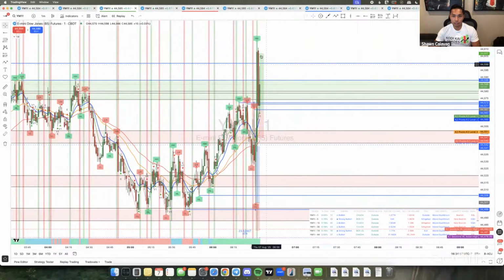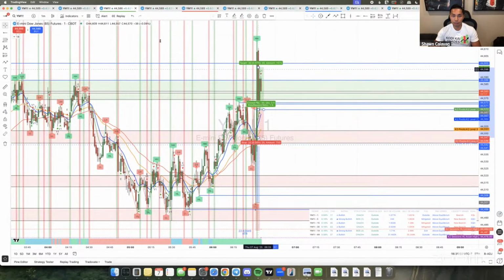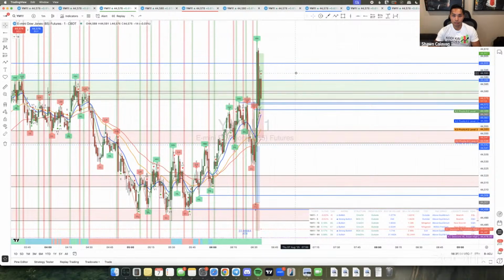It looks like it already hit 30 points. So if it did hit 30 points right there, which it did, you should move your stop loss and profit to 10 points. So stop loss should be moved in profit already, guys, if you guys did look to take that right there.